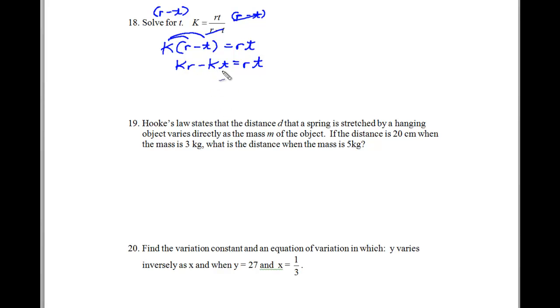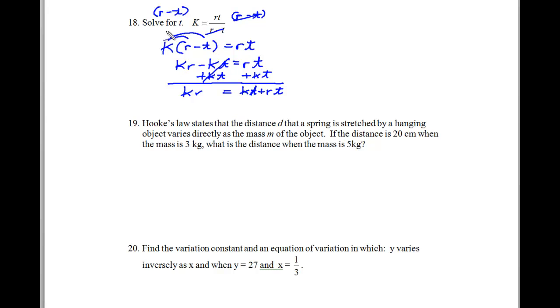What we will then do is get the t's together, because we need to get the t's by themselves. So I'm going to add the kt to both sides. This will get my t's on the same side of the equal sign, and simplify here. So kr is equal to kt plus rt.